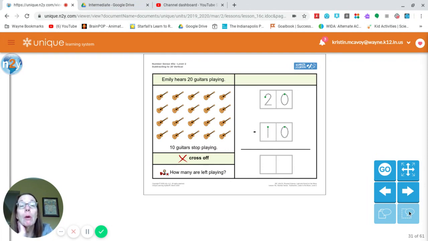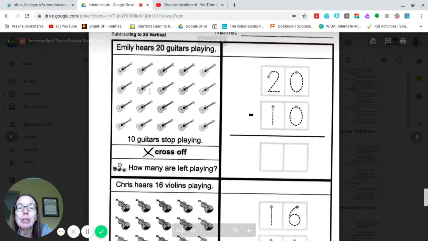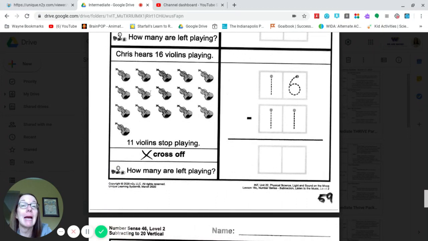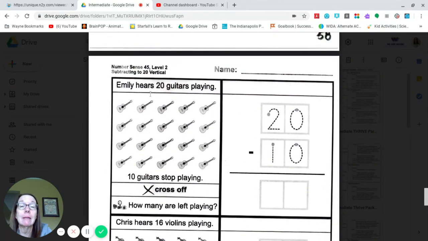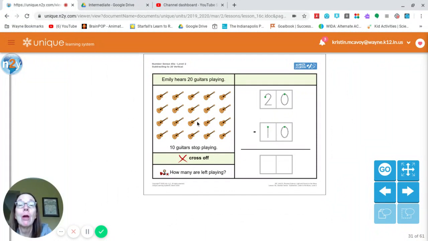Okay? So when you do your packet, your page is going to look like this. You're going to have two problems on your page, just like the other math problems we looked at. But my page only has one, and then we'll go to the next page to see the second one. Let's flip back. All right. But otherwise, the problems are exactly the same. And we are still doing subtraction, but now we're doing double-digit subtraction. So we have a ones column over here and a tens column over here. And we can still use our objects to help us in the subtraction.